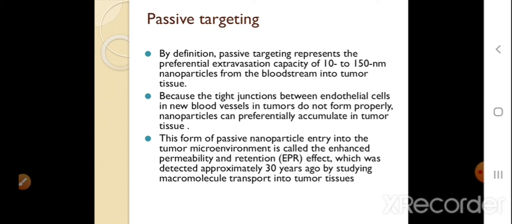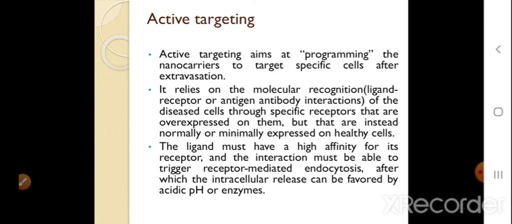So this passive targeting can be one of the principles for applying these nanoparticles for imaging purposes. The other methodology is active targeting. Here, active targeting aims at programming the nanocarriers to target specific cells after extravasation. It relies on molecular recognition, that is, the ligand receptor or antigen antibody interactions of the diseased cells through specific receptors that are overexpressed on them, but that are instead normally or minimally expressed on healthy cells.